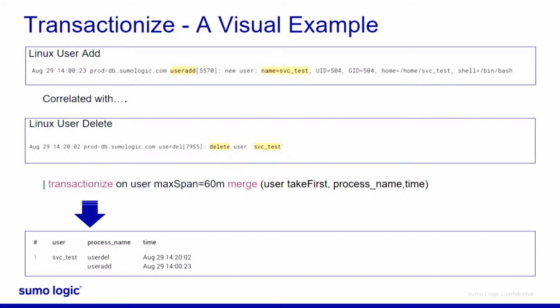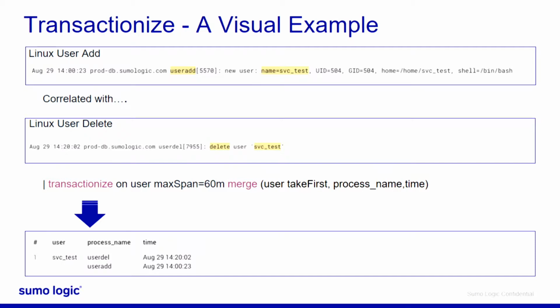If I want to correlate that with my user deletion event, the mechanics of that is transactionize, again, on whatever my linking field is going to be. So in this case, it's the user, but it could be really any of the other common key fields that we talked about. The max span is the one that I'm using here because I have that added requirement. I only want to know if these two things happened within a span of time. So in this case, I'm defining 60 minutes, but this could be really anything that you might be interested in. So you could define 30 minutes, 10 minutes, whatever your use case requires.